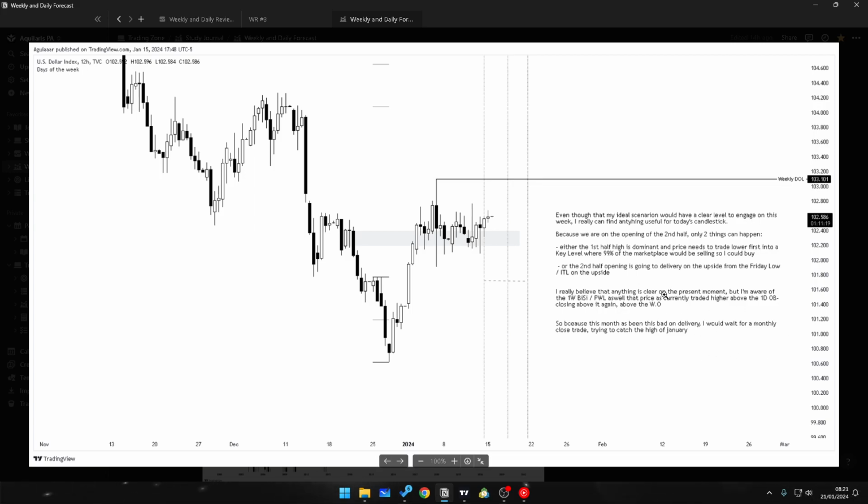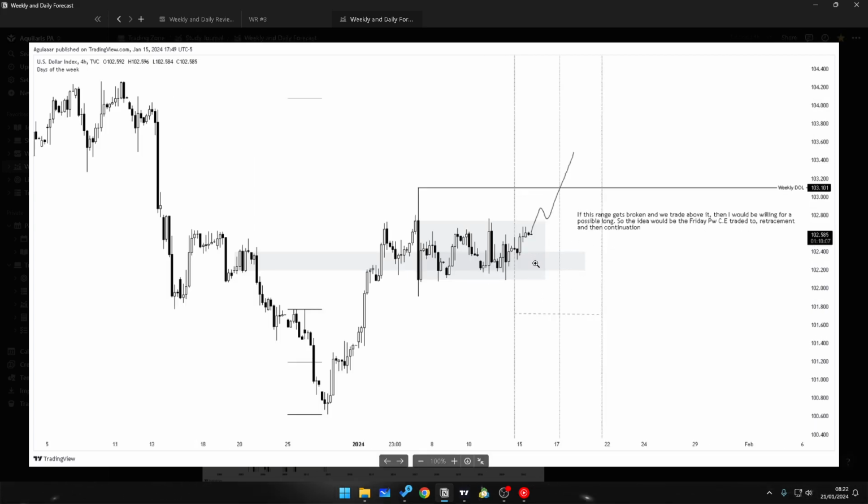This is mentioning that I really believe that anything is clear on the present moment, but I'm aware of pieces as previous low as well as price as close to the high above. This is me just talking about probabilities, where we are right now, not 50%, but like 55, 45, where we had price trade in a range, accumulating shopping traders, but even though that we are in a range, this intermittent low has been respected.